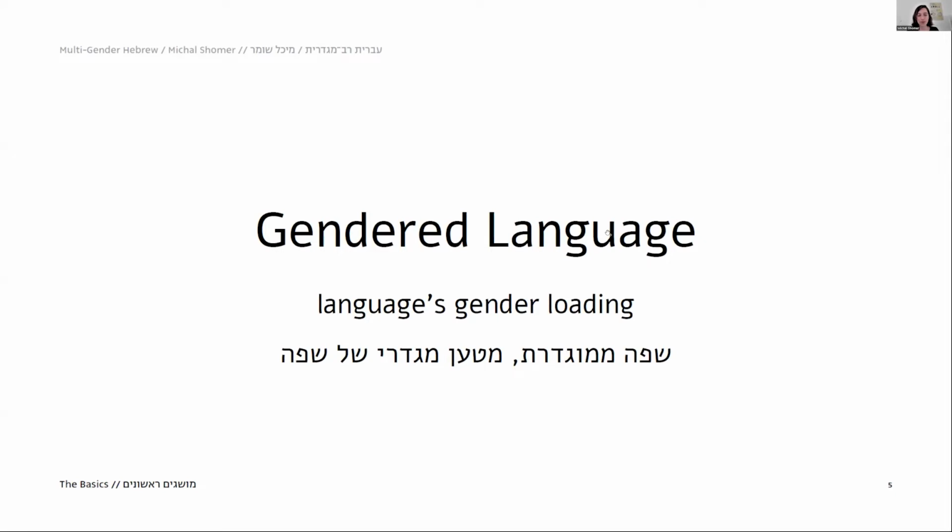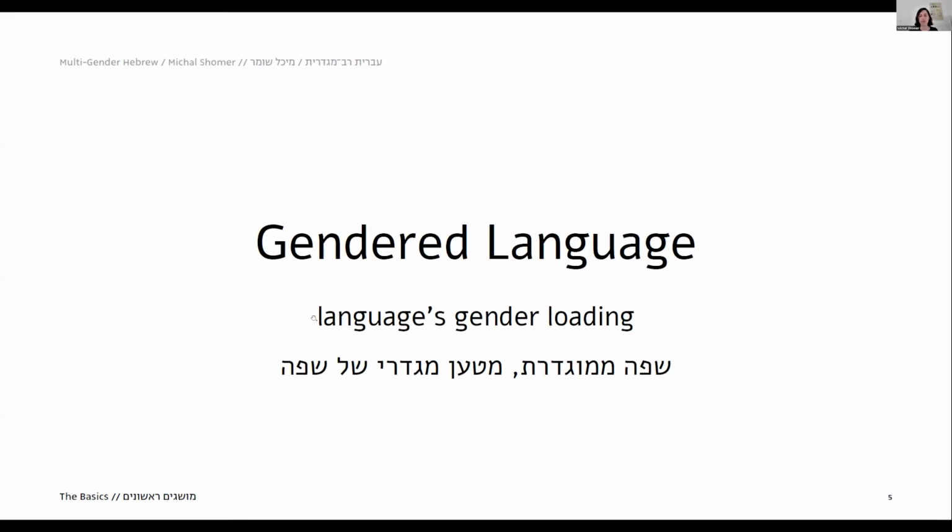Now, getting closer to language, we have a lot of gendered languages. The higher gender loading a language has, the more gendered the language is. In languages, we have grammatical gender.